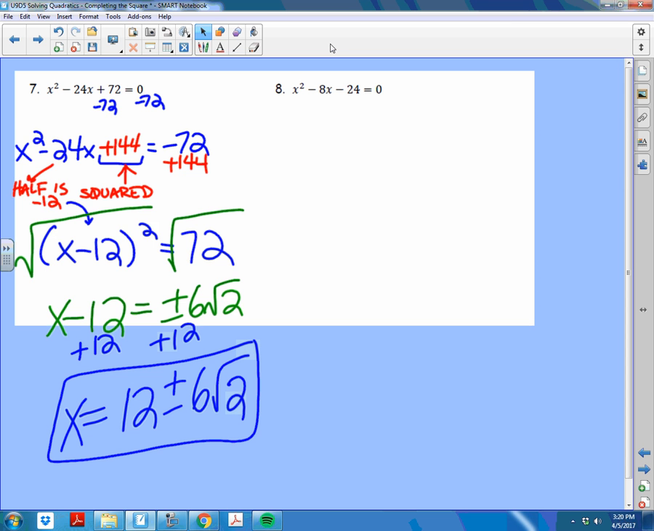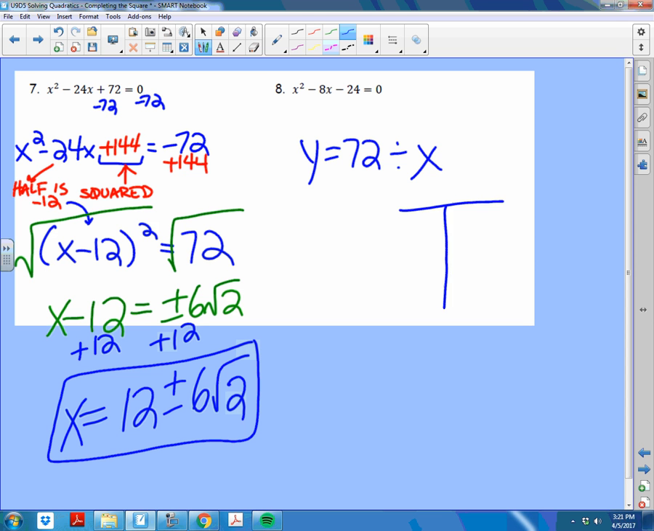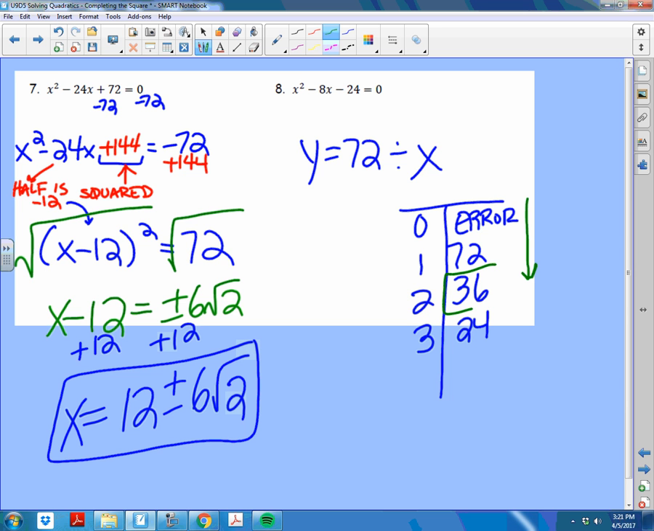How did you... To 36. Because when you punch in y equals 72 divided by x, which is how we learned to factor yesterday, and you go to the table, which you didn't do, the table will tell you this: 0 error, 172, 236, 324. But you wouldn't even be looking because if you went down the y side, like I said, you would stop at the first good square.